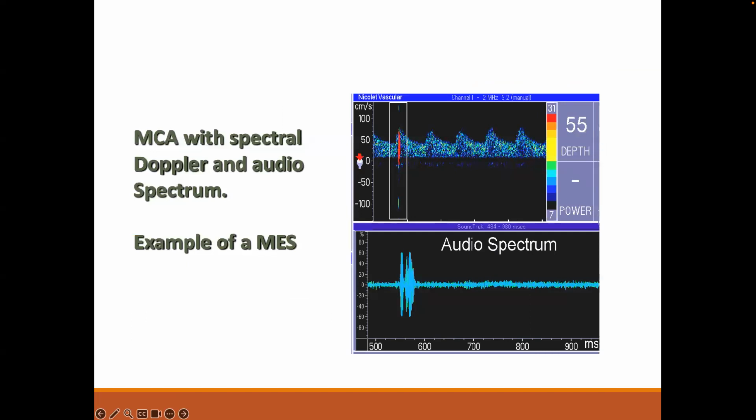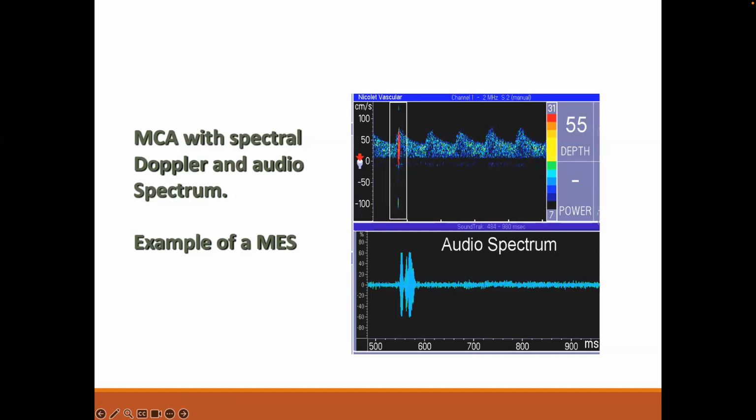So another method to differentiate emboli from artifact is to record and display the audio spectrum of the event. Emboli and artifact have different audio signatures. So this is an example of an embolic signal. This spike here, it's kind of like a burst. So the spectral Doppler is going to show a spike, which you can kind of see here. And it's going to correlate to the audio spectrum, which is also going to show a spike at the same time.